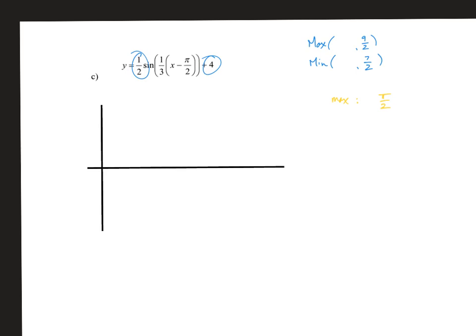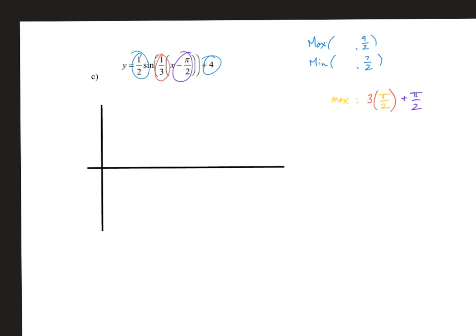So the first thing I'm going to focus in on is that 1/3. I know that a 1/3 sitting there means that I have a horizontal stretch by a factor of 3. I know I have to take the reciprocal. So that means that I need to multiply that pi by 2 value by 3. Then what I have is I have a shift to the right pi by 2. So I need to add to that a pi by 2.